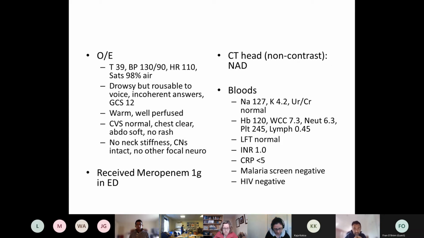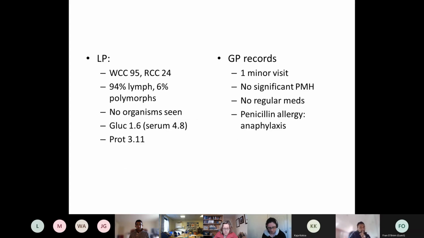Someone thinks about malaria, given that trip to Thailand, and that's negative. HIV is negative as well, which would be a good thought in this case. An LP is done, and white cells are raised. For those not familiar with LP results, the lowest acceptable number is 4. So white cells of 95 is high, predominantly lymphocytes, but there are some neutrophils in there as well. No organisms are seen on gram stain. The glucose is very low, less than a third, and the protein is high as well. The upper limit of normal is about 0.5.